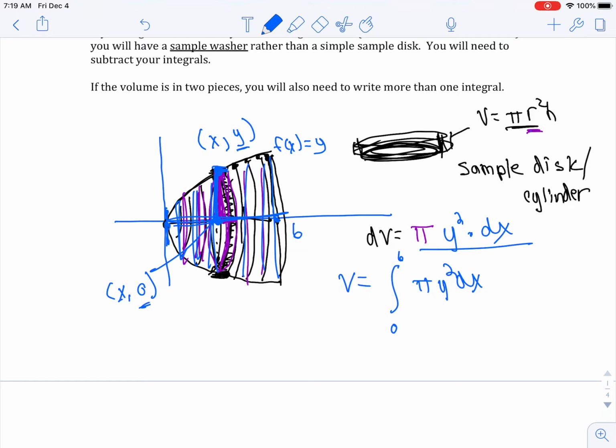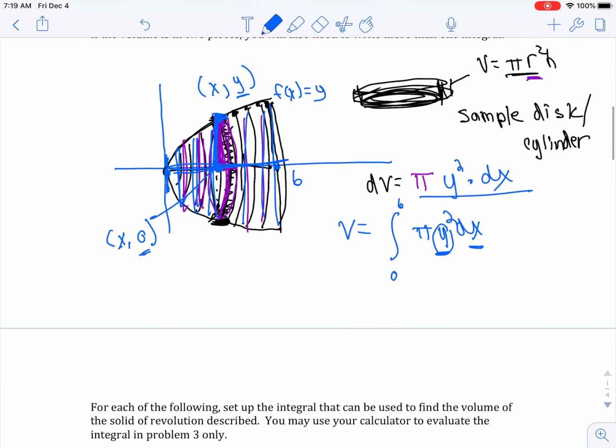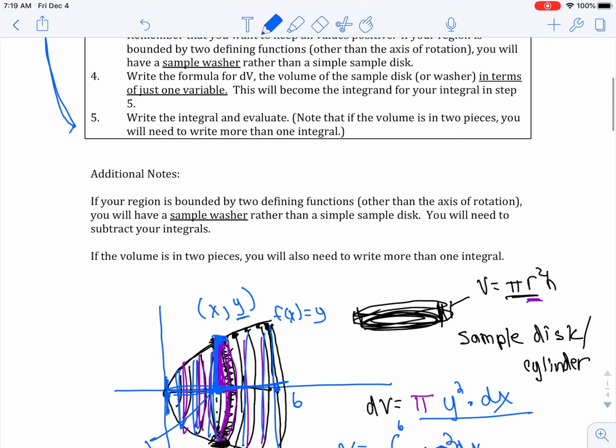Now, as before, technically we want the y and the dx to be in terms of the same variable, to be in terms of x. When we did area, I let you leave this in here because you were going to use your calculator to do the integral. But as we go through some of the examples here, I'll actually substitute that in just to show you what it will look like if you're going to have to do it by hand, for instance.